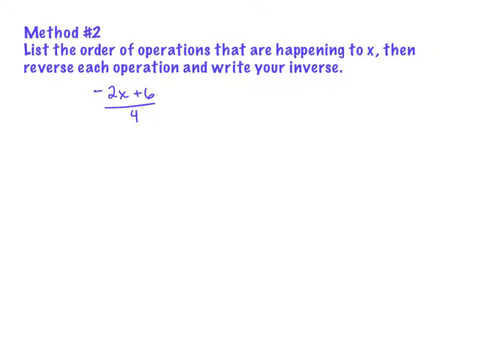A second method to finding inverses has to do with thinking about what you would do if you were to plug a number in for x and evaluate. So if I plug a number in for x, the first thing I'm going to do is multiply it by, sorry, negative 2. Once I get that, I'm going to add 6 to it. And finally, divide everything by 4. So then that's what I would do from top to bottom.